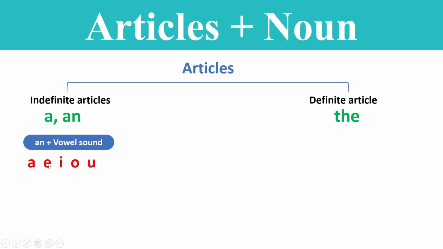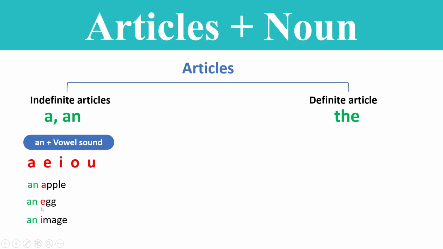A, E, I, O, U. These five letters are called vowels in English. Whenever a noun begins with one of them, we use an before that noun. Like these examples. An apple. The next example, an egg. The last example, an image.